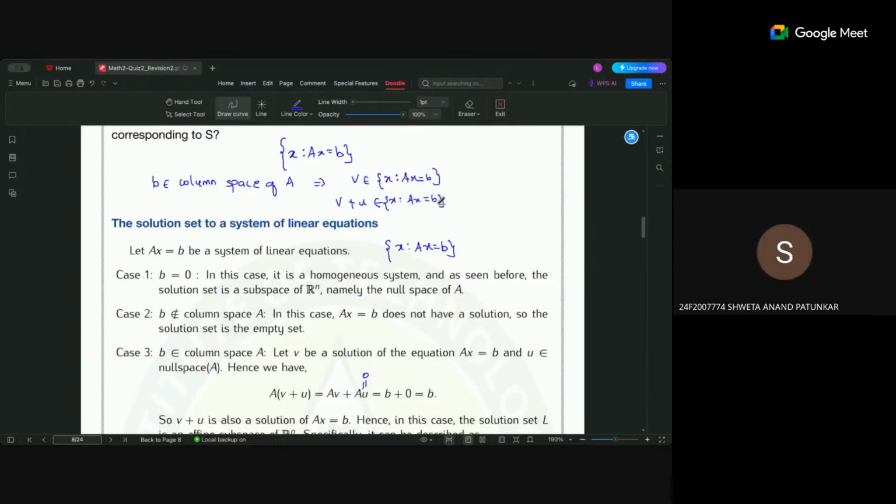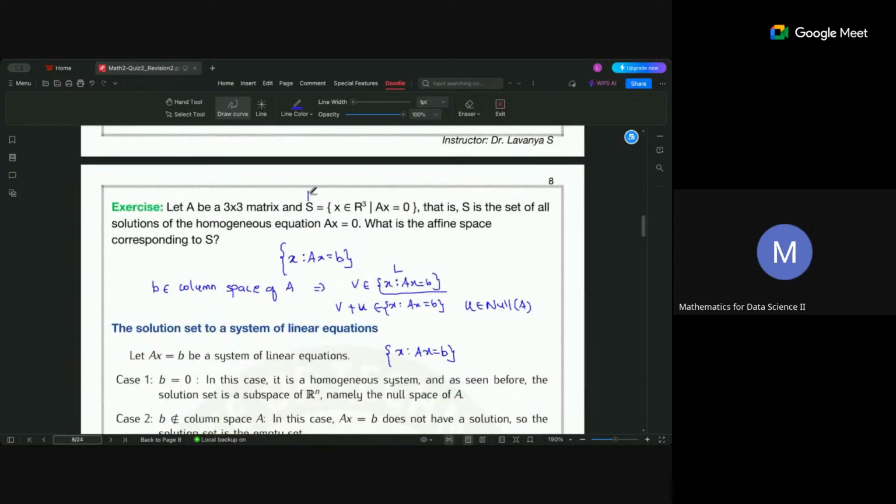Yes, yes. So this is your L. And what is this U? Your U is an element of the null space of A. So this is the subspace we are considering. So this S is nothing but your null space of A, right? So we have written your L as V plus U, where U is in your null space. Clear? What have we done?